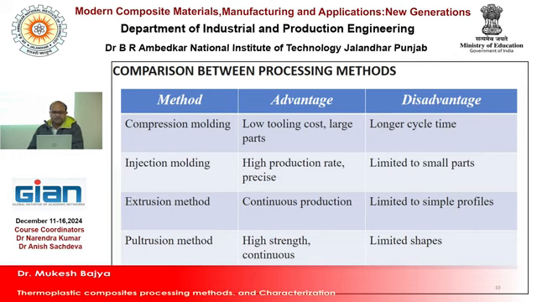Then injection molding. Injection molding has a high production rate and is precise, but limited to small parts. Then extrusion methods are continuous methods, limited to simple profiles. Like I told you in the previous slide, it is useful for pipe manufacturing or sheets, these kinds of things are manufactured by extrusion. Then pultrusion is a high strength and continuous method. High strength materials can be manufactured from pultrusion. Basically, you can use carbon fibers or glass fibers as reinforcement materials, and then you can apply the resins.